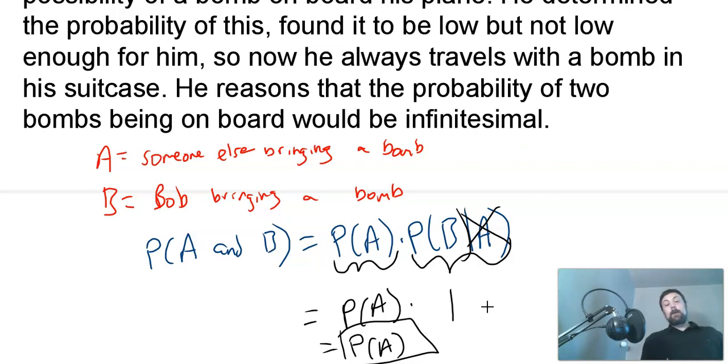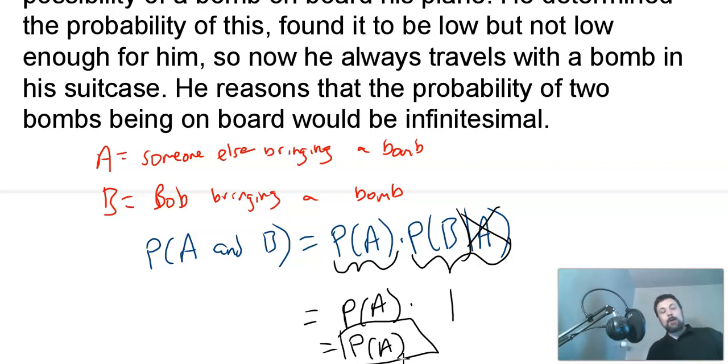Now, if this second probability was less than 1, then when we multiply these two numbers that are less than 1 together, it would lower the probability. But that was the flaw in Bob's reasoning: if it was two random people randomly bringing a bomb on the plane, that chance of occurring is lower than just one person bringing a bomb on the plane at random. But for Bob to say, I will always travel with a bomb on the plane, that makes the probability 100%. It makes it equal to 1. And if that probability is 1, nothing's getting lowered. The probability is just going to stay the same. And so that's the flaw in his reasoning.